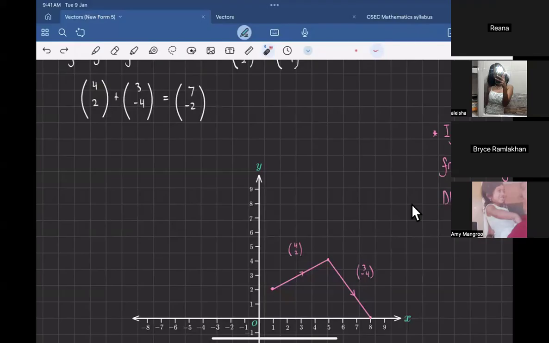But okay, wait, I have one question. I don't know if it's a dumb question or not. When we add it, where does the 7 over -2 come in?